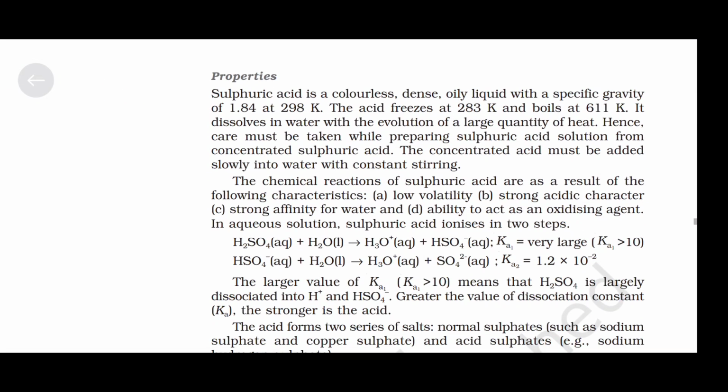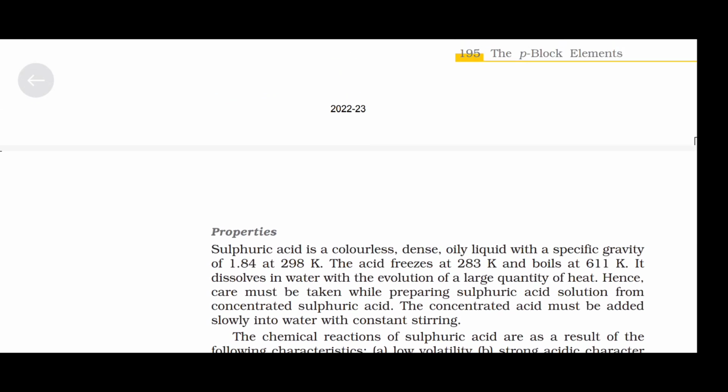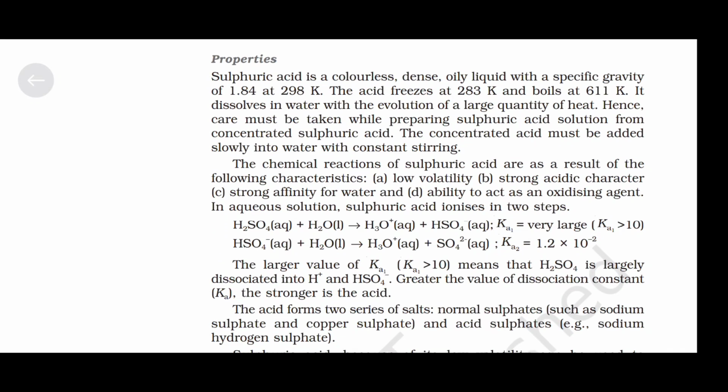Properties. Sulfuric acid is a colorless, dense, oily liquid with a specific gravity of 1.84 at 298 Kelvin. The acid freezes at 283 Kelvin and boils at 611 Kelvin. It dissolves in water with evolution of a large quantity of heat. Hence, care must be taken while preparing sulfuric acid solution from concentrated sulfuric acid. The concentrated acid must be added slowly into water with constant stirring.